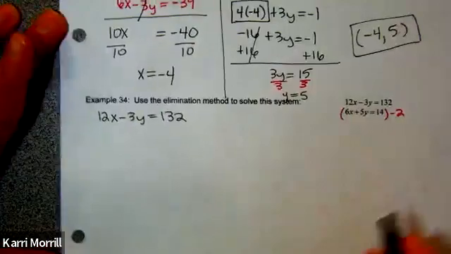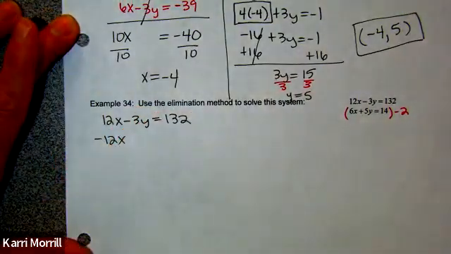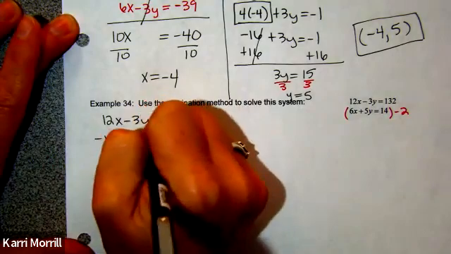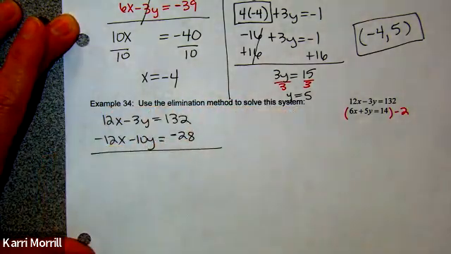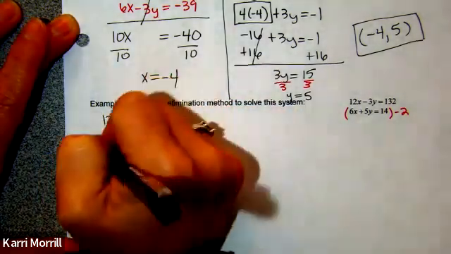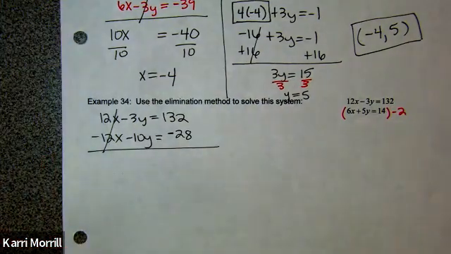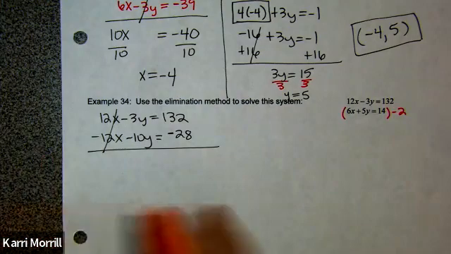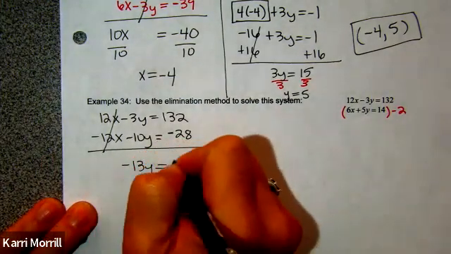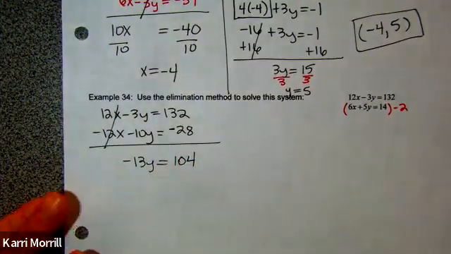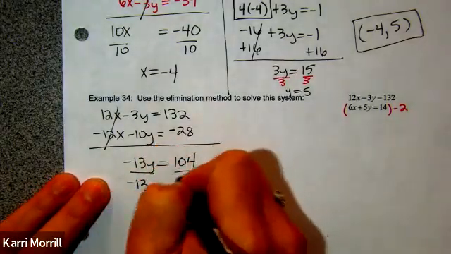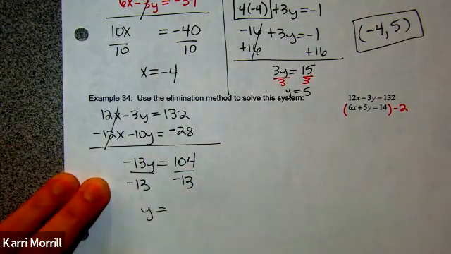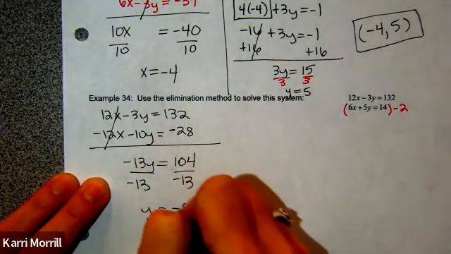And here we're taking 6 times a negative 2 is a negative 12x. 5 times a negative 2 is a negative 10. Y equals 14 times a negative 2. It's a negative 28. That would eliminate those x's. So we have negative 13y equals 104. Then we divide by negative 13. So that would be a negative 8.